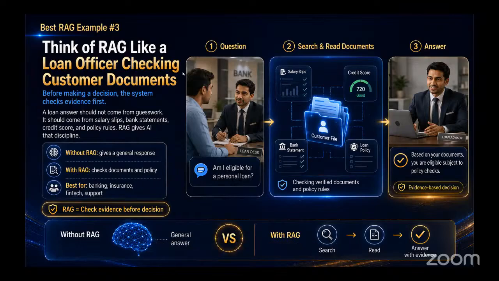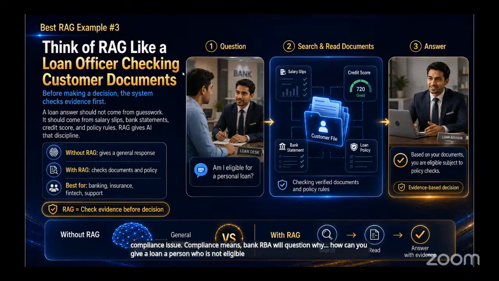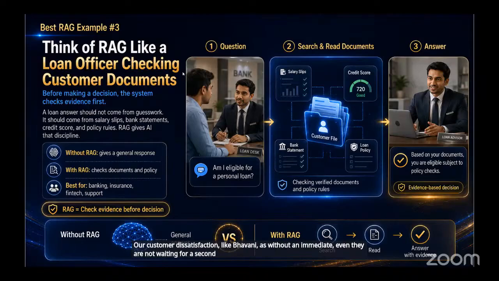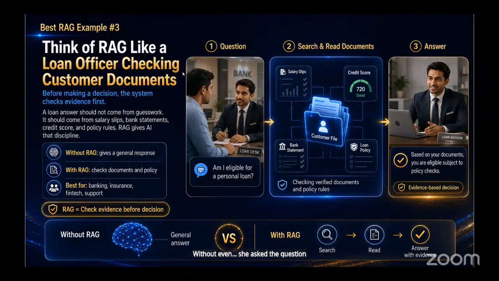Why does this matter, guys? Why do they need to check? In banking, one wrong answer can cause financial loss. There is a compliance issue. Compliance means the RBI will question why and how you gave a loan to a person who is not eligible. There is also customer dissatisfaction, like Bhavani, when they immediately said, without waiting even a second, that you are not eligible for a loan, even though she only asked, am I eligible for a personal loan?